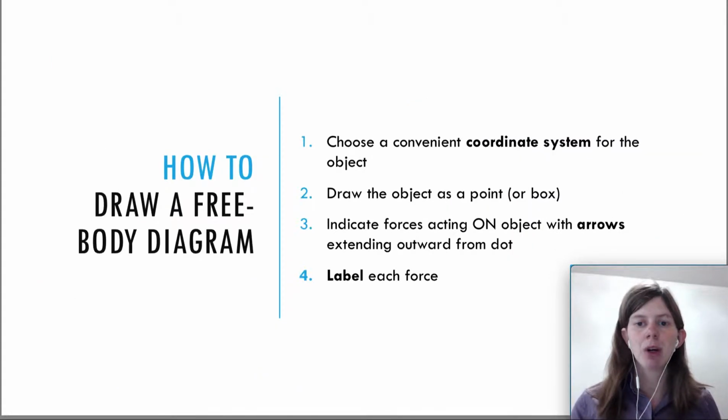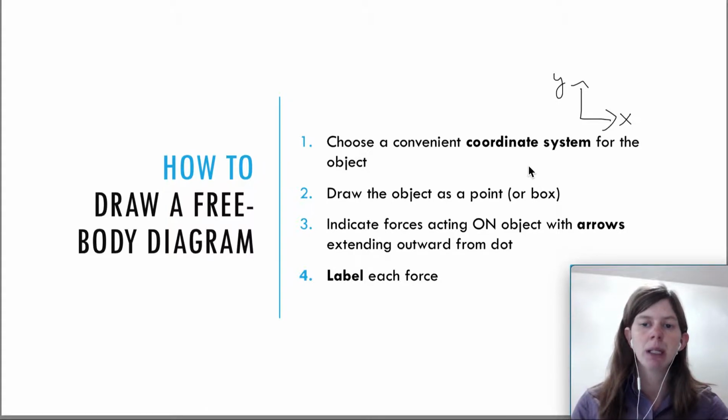So I have a few steps on how we draw a free body diagram. We're going to choose a convenient coordinate system. For now, this is the simple Cartesian coordinate system xy, where x is horizontal and y is vertical. Later, we might have to rotate this coordinate system. We'll get to that soon enough. Second step is to draw the object as a point or a box. Technically, you're supposed to draw it as a point, but I usually prefer to draw it as a box just because it's easier to show all the forces acting on the object, in my opinion.